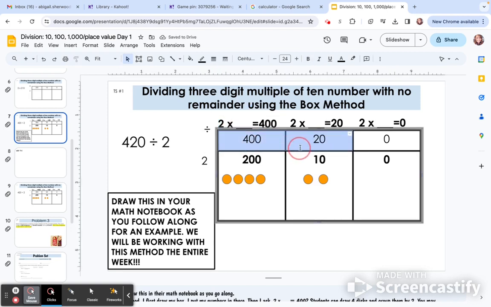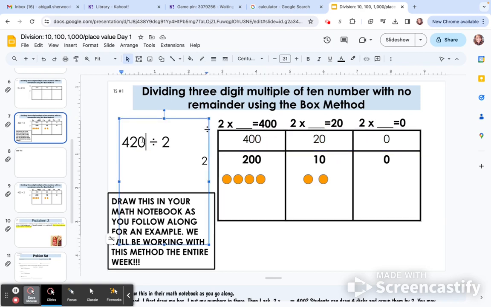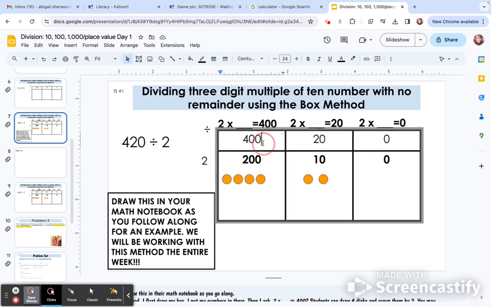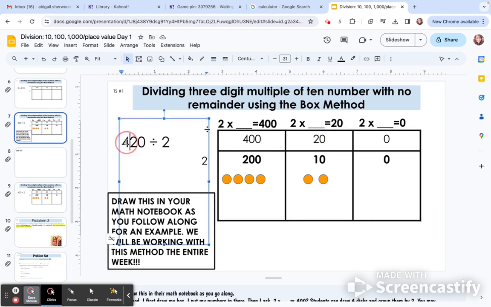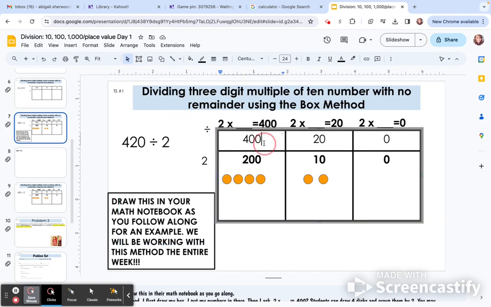And in here, you're going to draw 3 boxes to show your hundreds, tens, and ones, which is going to be part of your dividend. You'll put that in there. So we notice that in our dividend, we have 400, 2 tens, and 0 ones. So I'm going to put 400, 2 tens is 20, and a 0.